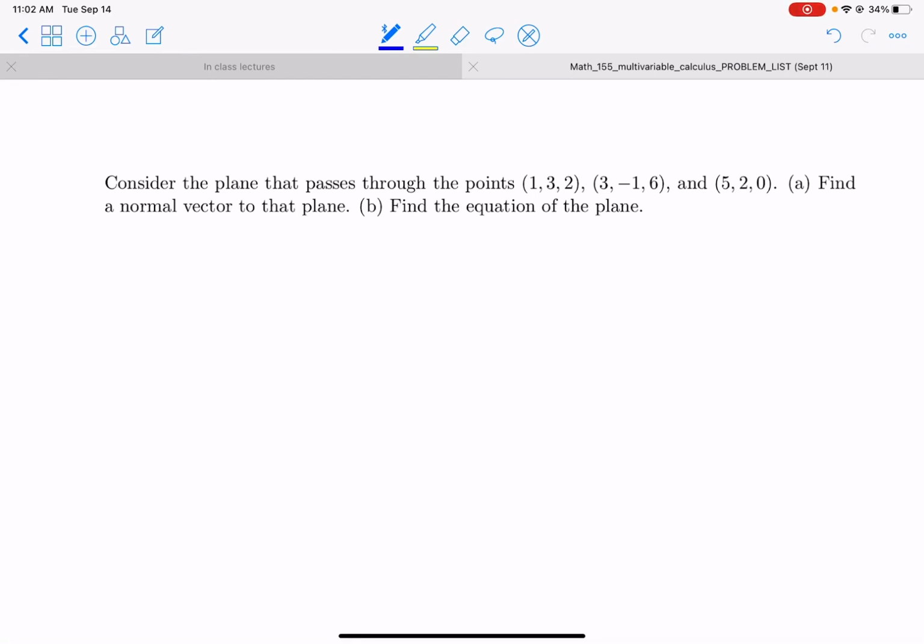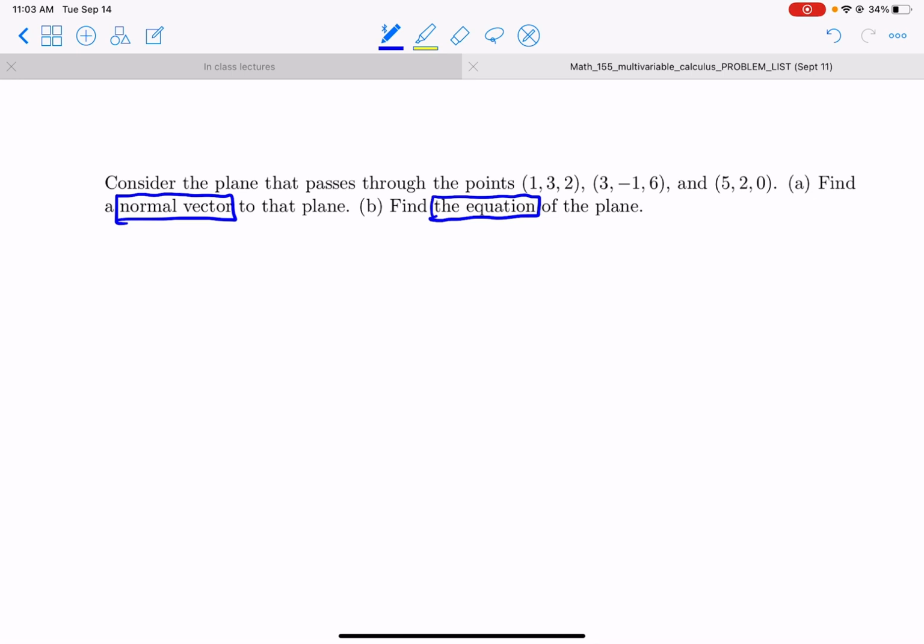Okay, hello. Consider the plane that passes through the points something, something, something. These 3 points. Find a normal vector to that plane. Okay, so my answer will be a vector for part A, and then find the equation of the plane. And so my answer will be an equation for part B.